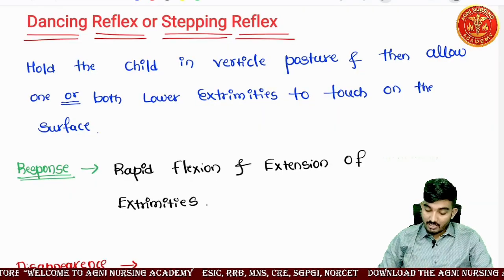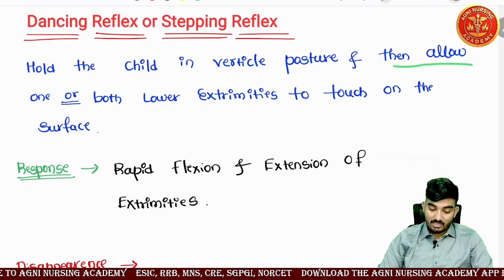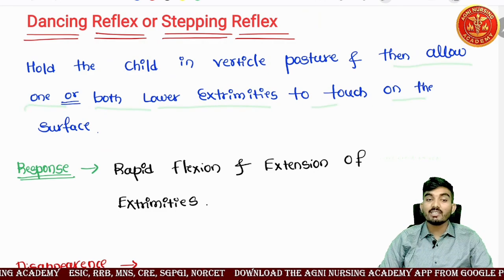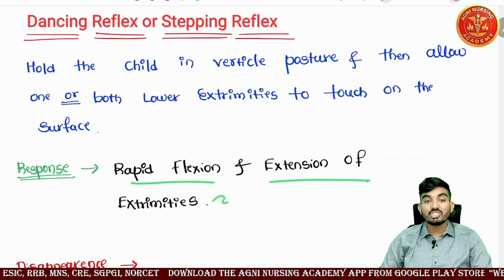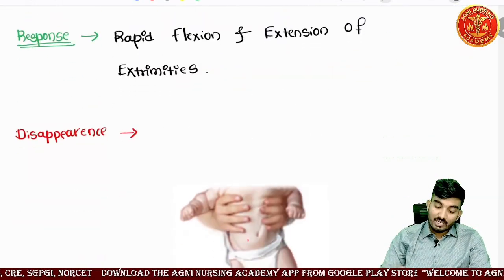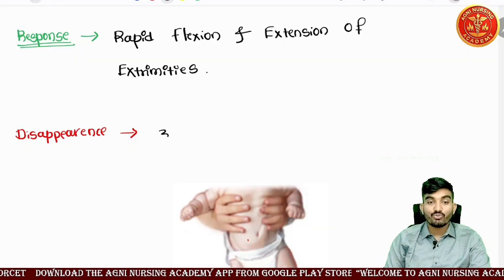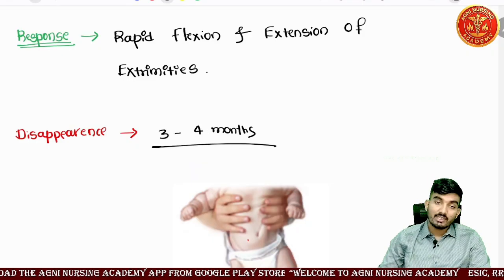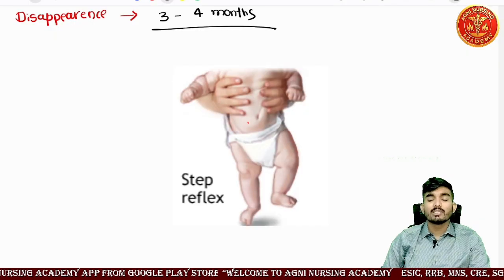See here, hold the child in vertical posture, then allow one or both lower extremities to touch the flat surface. The child will respond with rapid flexion and extension of the extremities. That one we call the dancing reflex. It appears at birth and it disappears at the age of 3 to 4 months. See here, this is the image of the dancing reflex or stepping reflex.